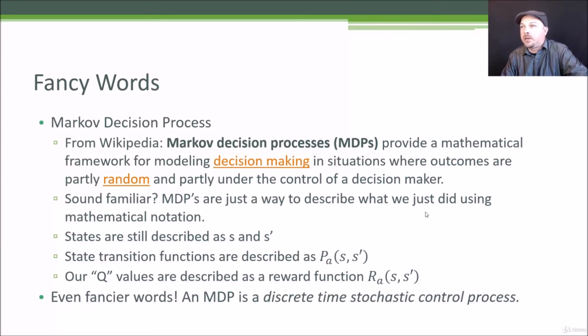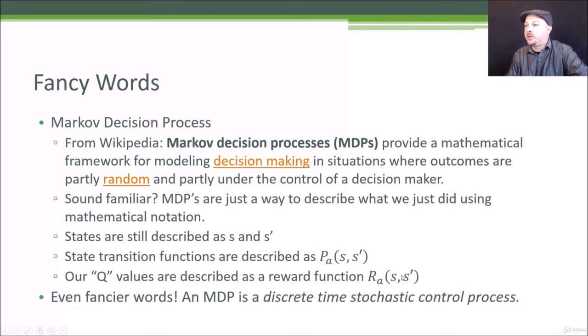So MDPs, Markov decision processes, are a fancy way of describing our exploration algorithm that we just described for reinforcement learning. And the notation is even similar. States are still described as S, and S prime is the next state that we encounter. We have state transition functions that are defined as P sub A for a given state of S and S prime. And we have our Q values are basically represented as a reward function. So a R sub A value for a given S and S prime.